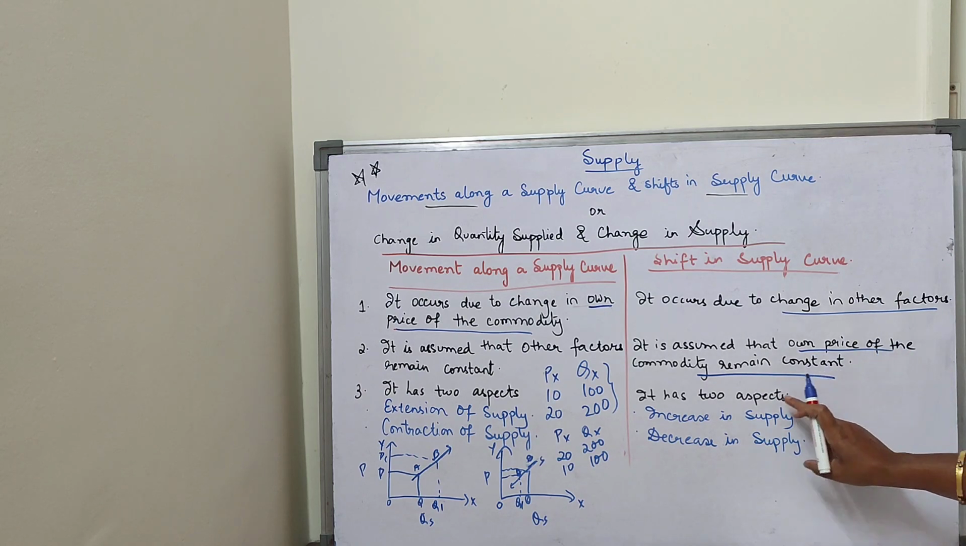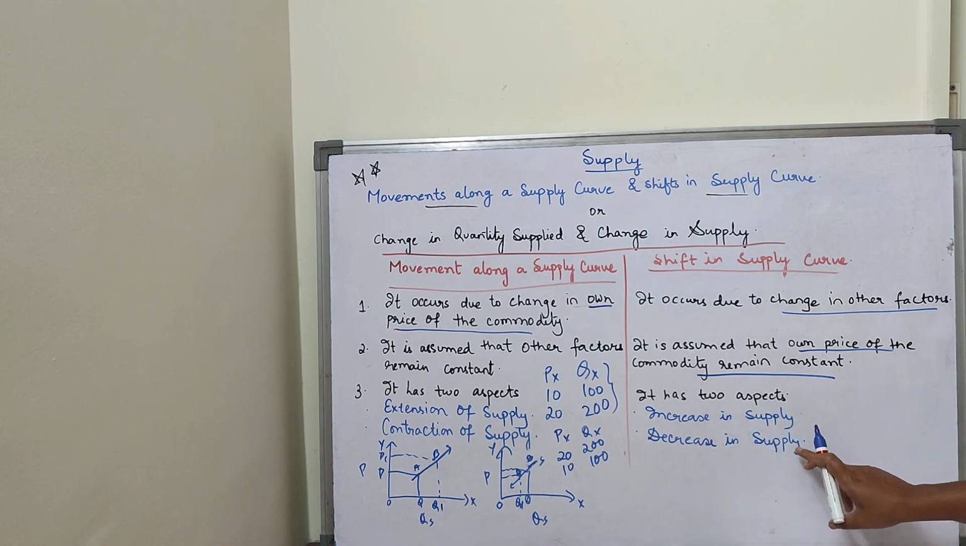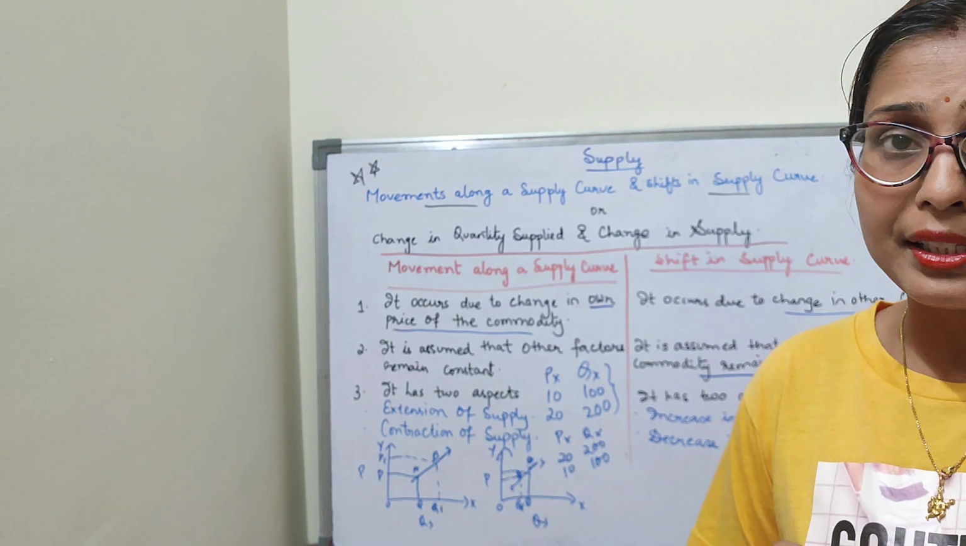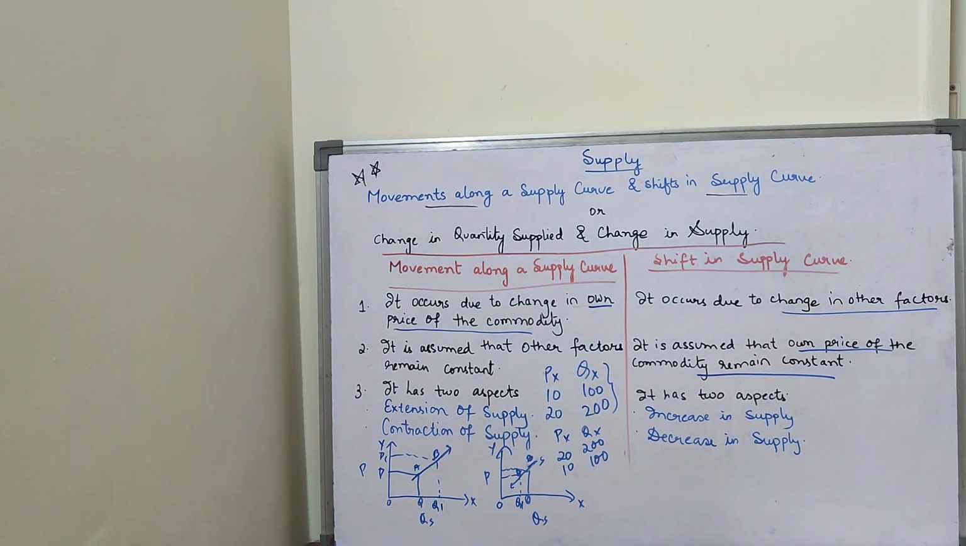Again it has two aspects, increase in supply and decrease in supply. That means supply increases or decreases due to change in the other factors. Here price will remain constant. Suppose here I am taking the price of the X commodity and quantity of the X commodity. Now price is constant. My supply increases from 100 to 200. That means when price is constant but supply changes, it changes due to the other factors. Suppose I can take taxation policy.